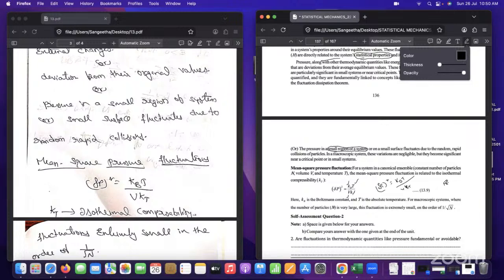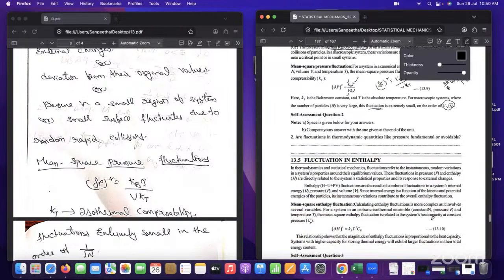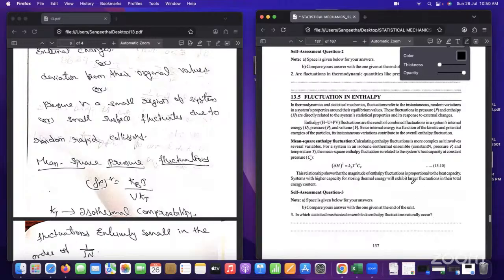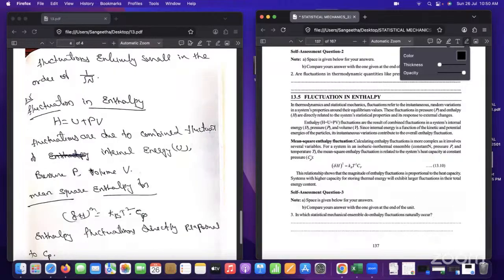In the energy variation, we saw the change of energy, delta E by E. The answer we got is directly proportional to 1 by root N, where N is the number of particles. So whatever fluctuations are taking place, they are in the order of 1 by root N. So this is about fluctuations of pressure. Next, we will see the fluctuations in enthalpy.